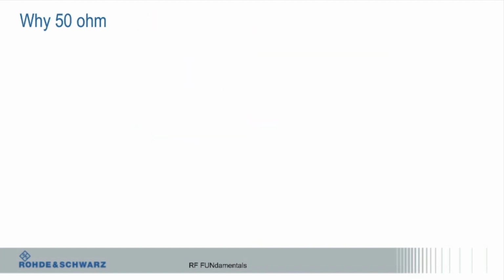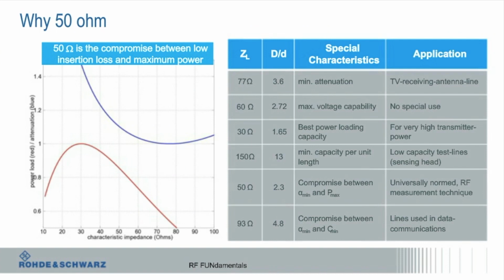Okay, why do we use 50 ohms? Depending on who you're talking to and what they're doing, different groups have had different interests and different impedances. Over the years, if you look at load impedances, 77 ohms gives you minimum attenuation. Who uses 77 ohms? TV receivers; antenna lines actually use 75 ohms, which is very close to 77. The reason they use 75 is it's an integer multiple of 50, or a fractional multiple. 60 ohms is a maximum voltage capability, but nobody uses that.